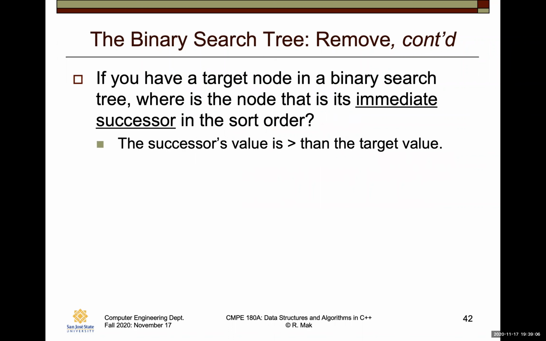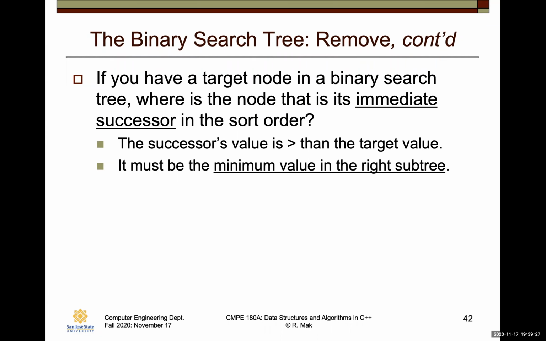We know the successor has to be greater than the node that we're removing, and so it must be somewhere in the right child. So it's somewhere in the right subtree. But where in the right subtree? It has to be the minimum value in the right subtree. First of all, it's a value that is greater than the node that we're trying to remove, but if it's a successor, it has to be the minimum value in the right subtree. Now we know how to find minimum values, so that's a problem that we solved earlier.